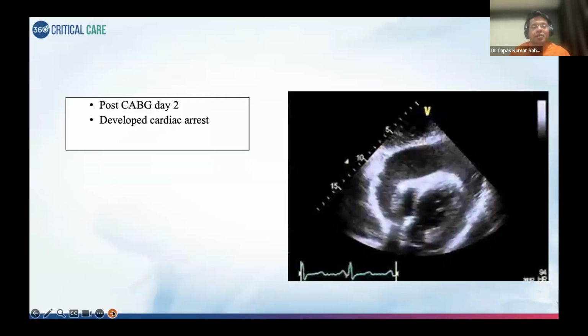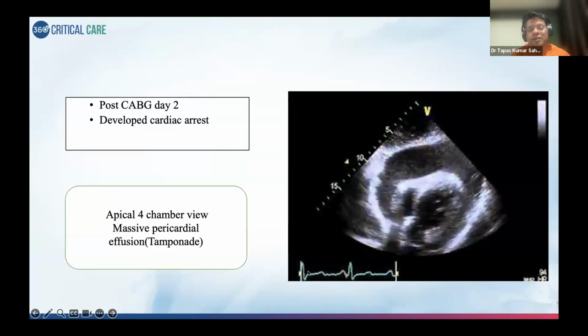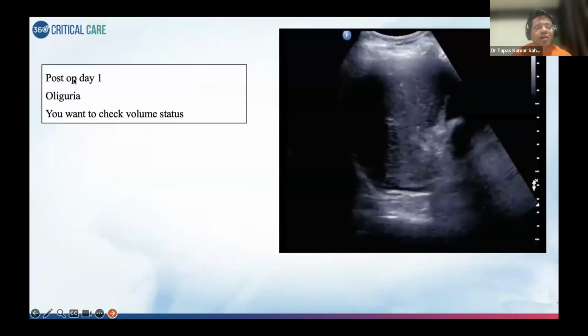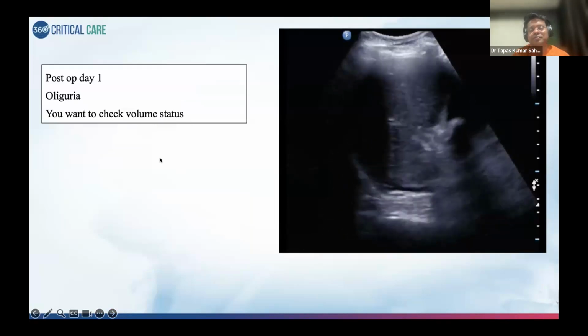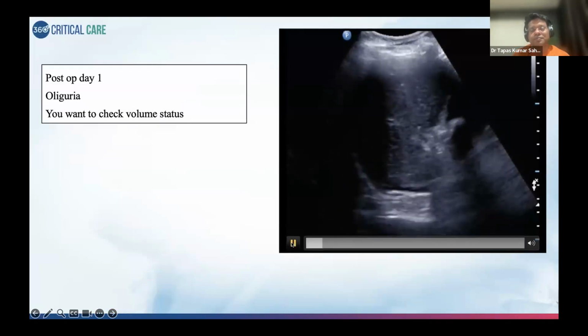Okay. Now, post CABG day 2, the patient has developed cardiac arrest, and this is the typical POCUS. Apical four chamber view, massive pericardial effusion, cardiac tamponade. You all know. I'm just now showing post op day 1 oliguria. You want to check the volume status. What is happening here?